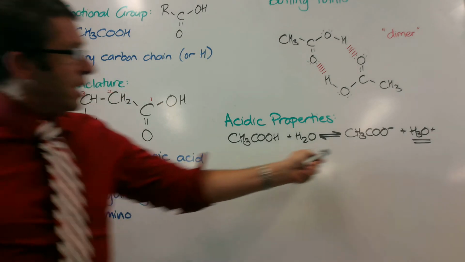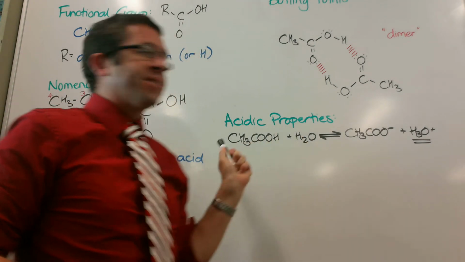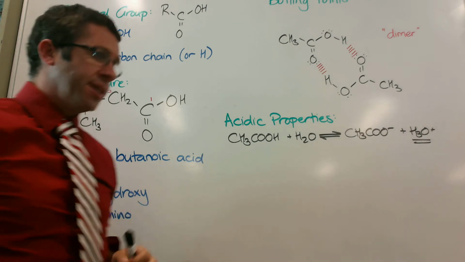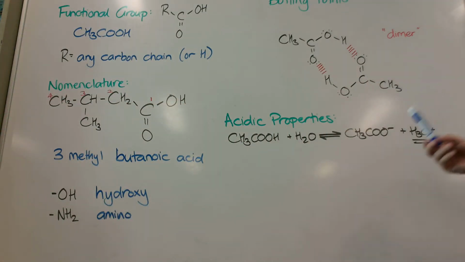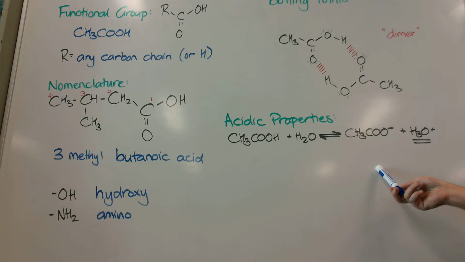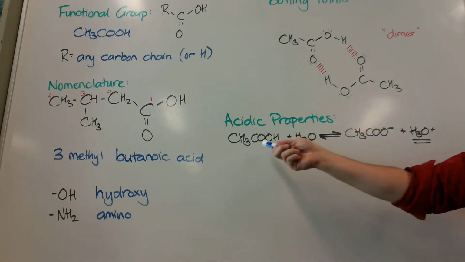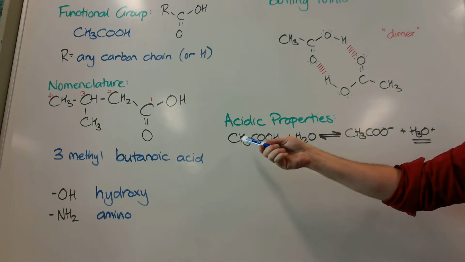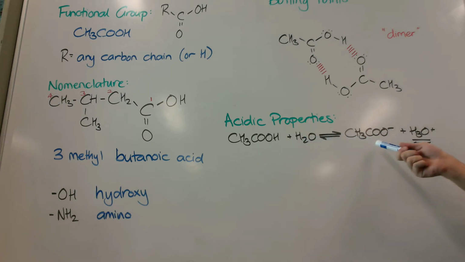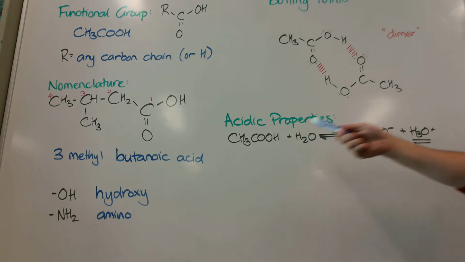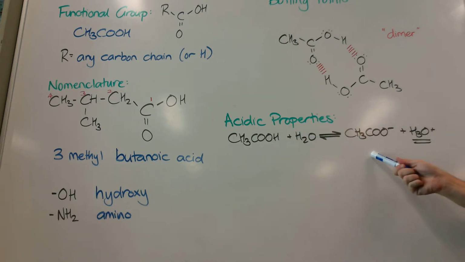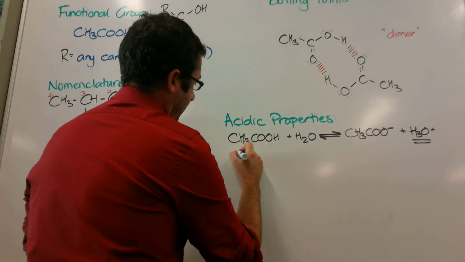So we also need to be able to name these things. If this is ethanoic acid, then this is the ethanoate ion. Okay, if it was propanoic acid, it would be the propanoate ion. If it was butanoic acid, the butanoate ion, and so on. Alright, I'll write them so you can see the pattern there.